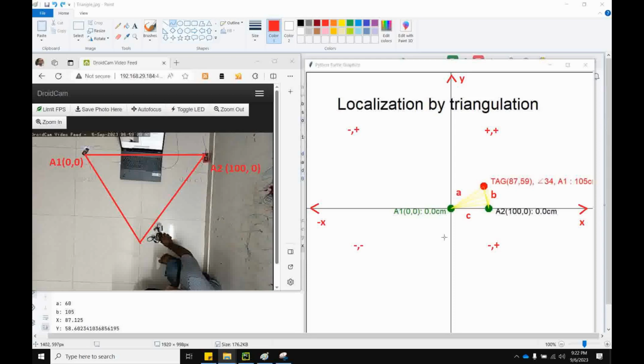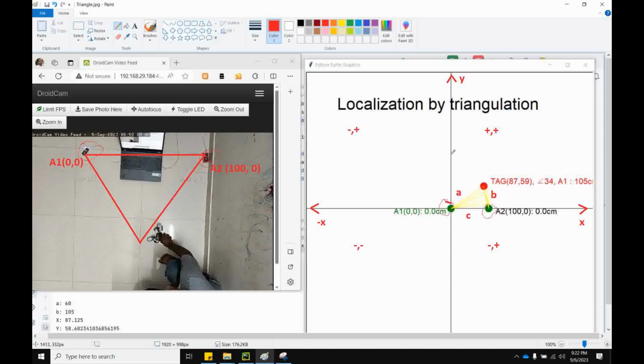In the triangulation method we will have two anchors. Anchor A1 is placed at some location and we consider it as the 0,0 location. In the actual test it was placed at this location. Anchor A2 is placed 100 centimeters away from it and we call this point 100, 0. So these are the coordinates. This is the anchor position in the real demo video. These are the positions of anchor 1 and anchor 2, and we know the coordinates: anchor 1 is 0, 0 and anchor 2 is 100, 0.